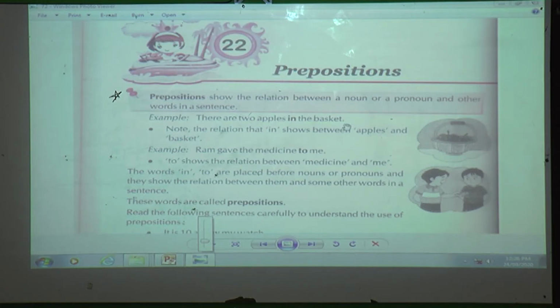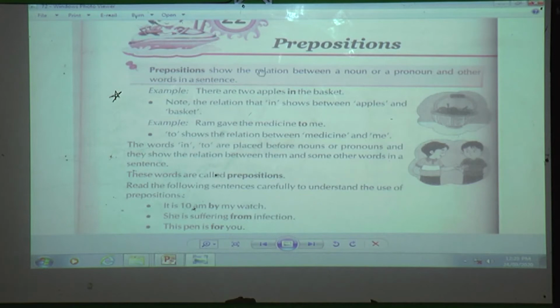Now here, students, if you'll see in this example, what is there? 2 apples are there. Okay, the apples, where are they? Yes, they are in the basket. So now here, can you see 'in'? It is in bold. Yes, this 'in' shows the relation between the apples and the basket. So this 'in' is a preposition. Again I'll repeat. Now see here, note they have given the relation that 'in' shows between apples and basket. Okay, so a preposition, what does it do? Yes, it shows the relation between a noun and pronoun. You should know what is noun and pronoun also. Already we have learned about these 2 lessons.